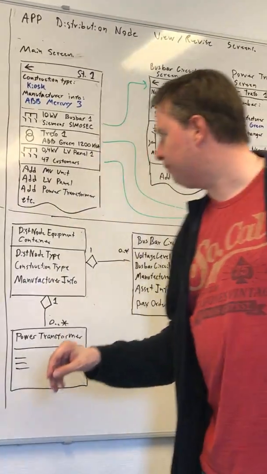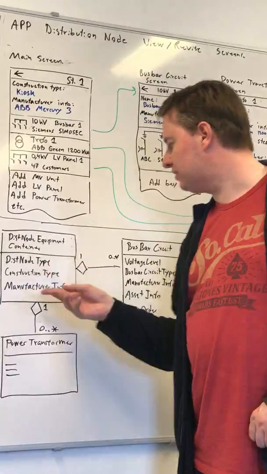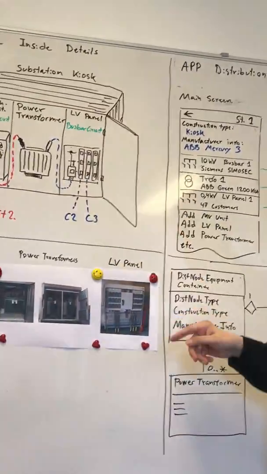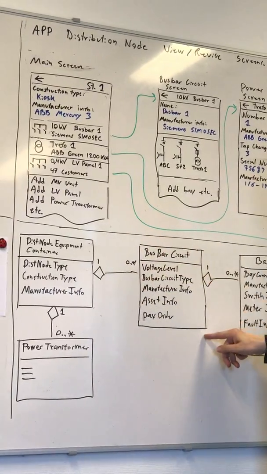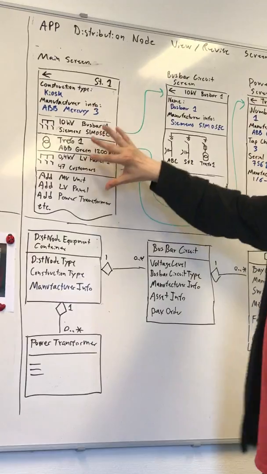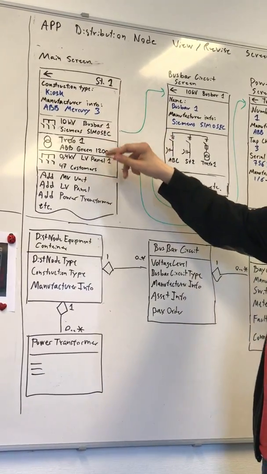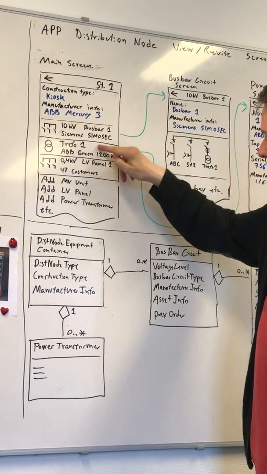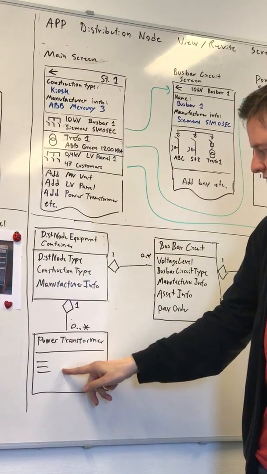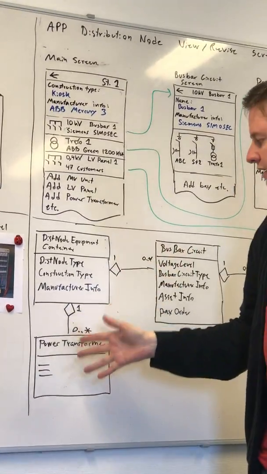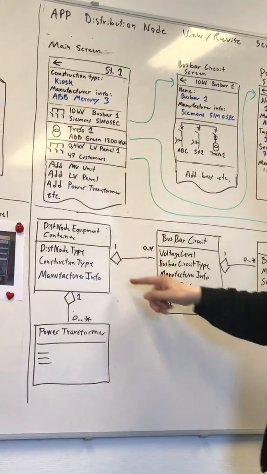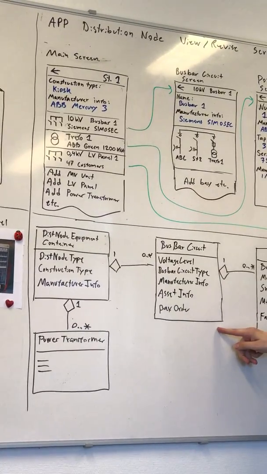If it's a cable box, it will only have 1 panel. So it will only have one, what I call a bus bar circuit. So if we take this example with substation 1, it has 1 transformer, so it will have 1 power transformer object in the data, and it has 2 bus bar circuits, so you have 2 of these objects.